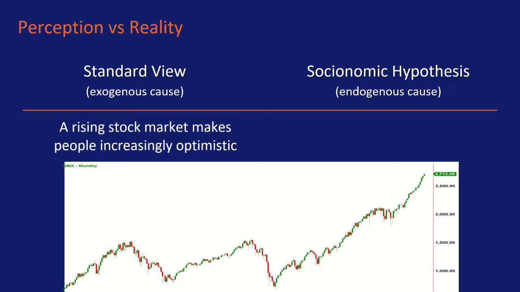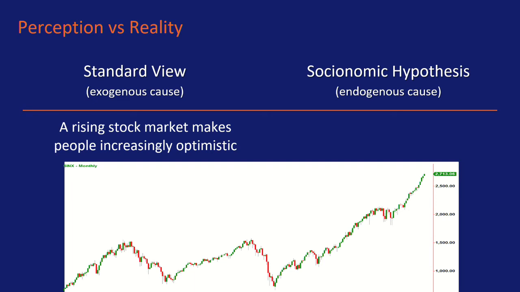The standard view of the world is that a rising stock market makes people increasingly optimistic. You can see three very distinct bull markets here. The rally between 1997 and 2000, the decline between 2000 and 2002, the rally between the bottom of 2002 into 2007, the fall of 2007, the crash into March of 2009, and since March of 2009, ladies and gentlemen, we've had one of the biggest stock market rallies in the history of capitalism.